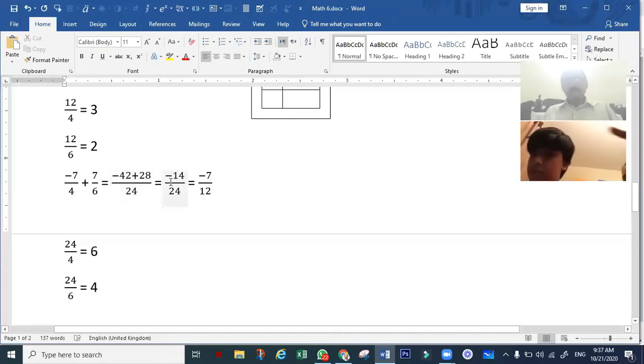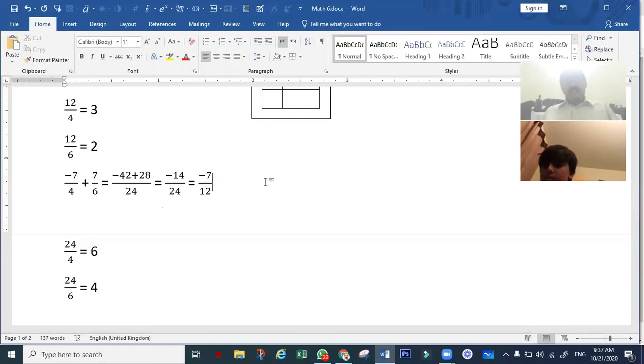And then you simplify it. Negative 14 over the same 24. What's the common thing in both 14 and 24? 2 is common. So we can divide the numerator and denominator by 2. We get the answer.